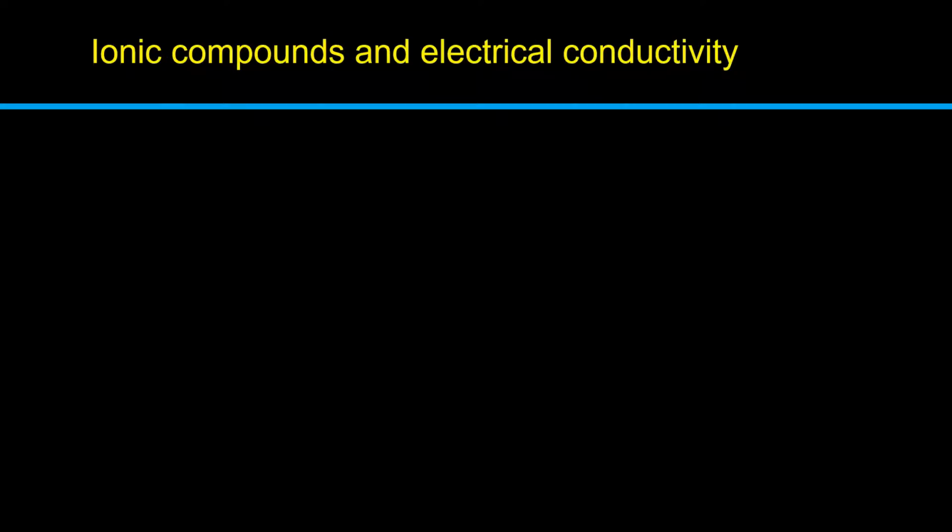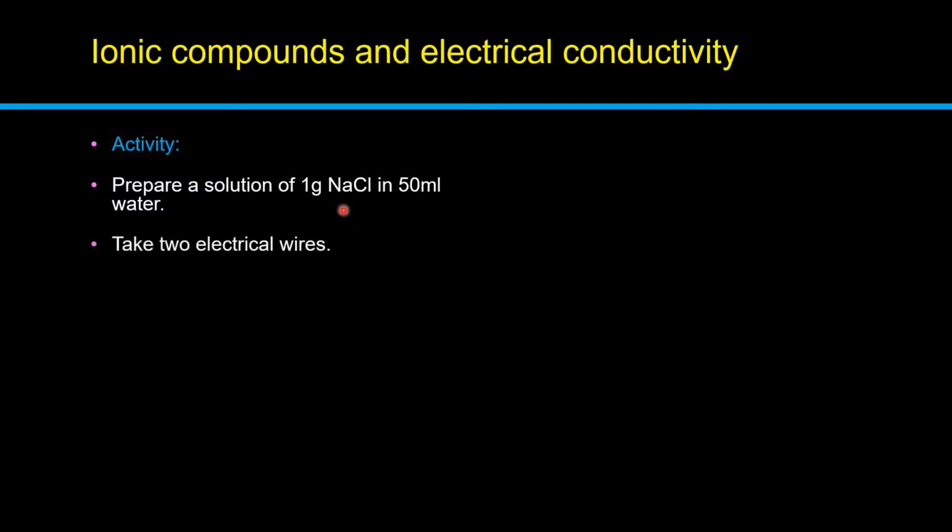Now we are going to learn about ionic compounds and how they conduct electricity. Let us perform an activity. Prepare a solution of 1 gram sodium chloride in about 50 ml of water.